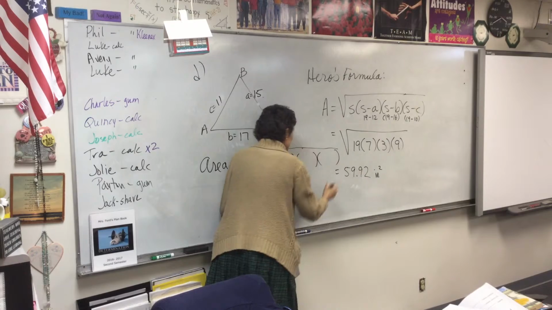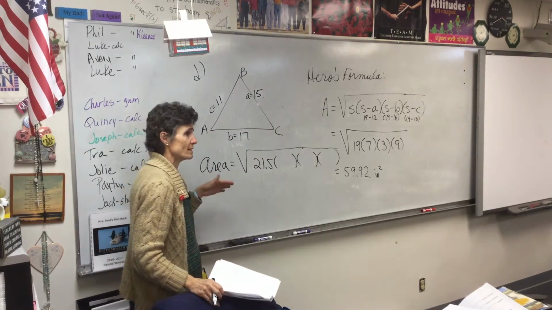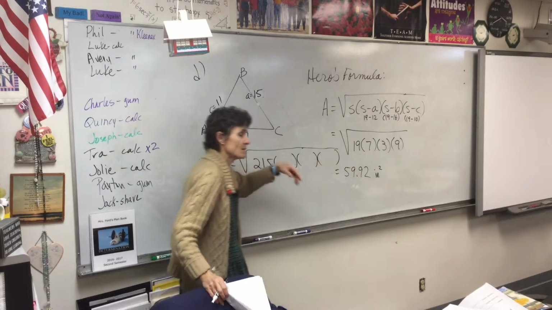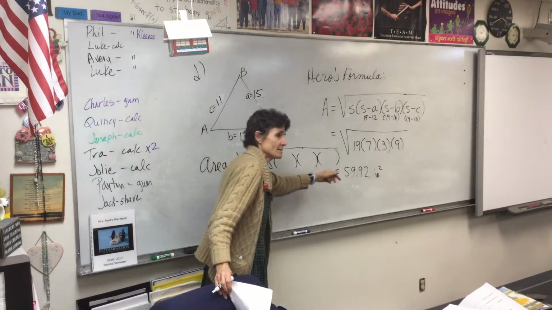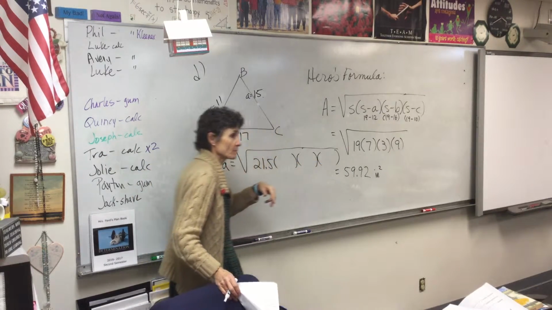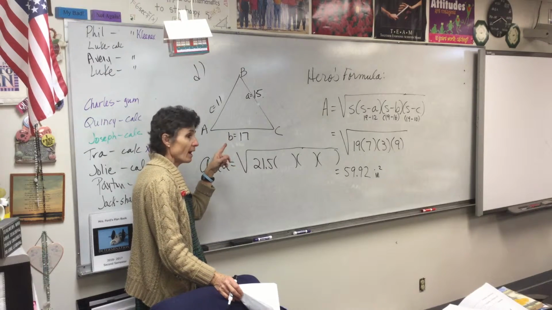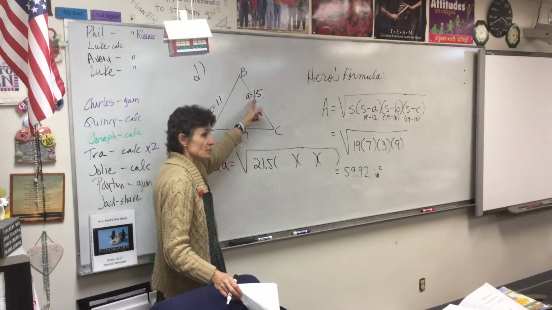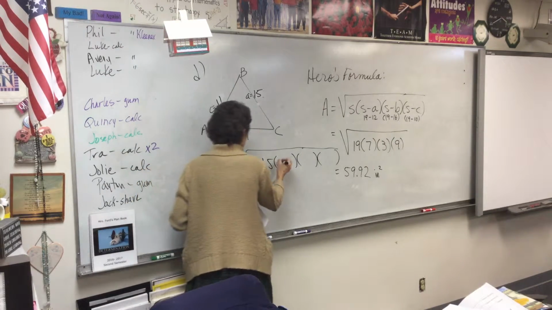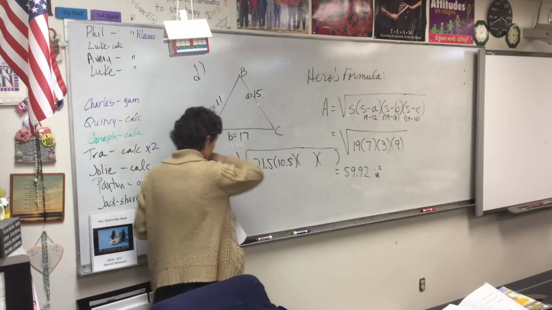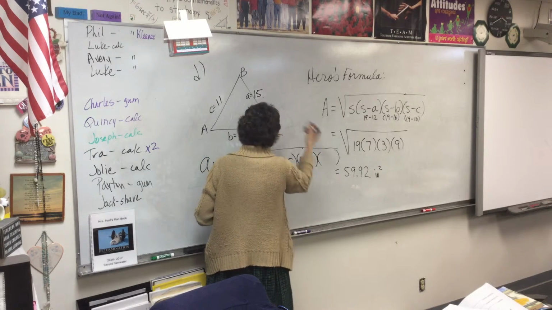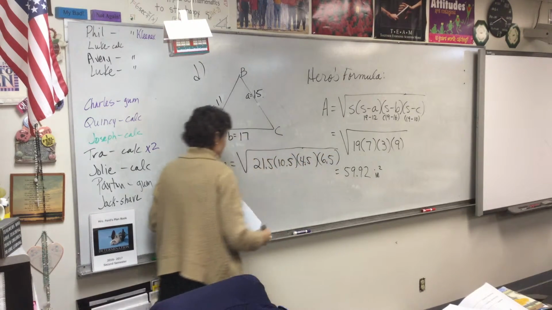And don't whine about having a decimal. For Pete's sake, you've got a calculator, so it's no big deal. 21.5. Now, how do you fill in these other things? Hero's formula is 4 numbers times each other. The first one is the semi-perimeter. How do I get these? 21.5 minus each side. So 21.5 minus 11. You've got a calculator, so double check me. 4.5. 6.5. Now double check, make sure I'm right.